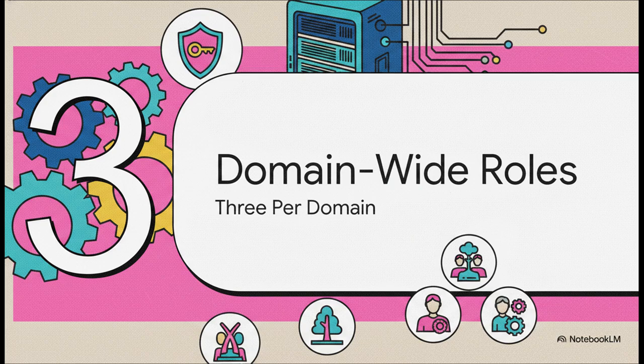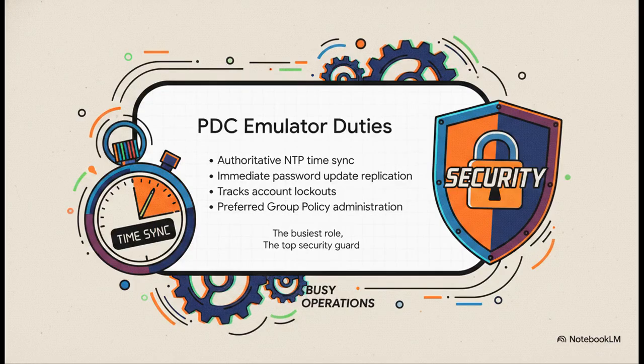Next up, Section 3, the 3 domain-wide roles. Now we're getting into the day-to-day managers of the individual domains. Remember, every domain gets one of each of these. First is the PDC emulator, which is arguably the busiest role of the whole bunch. It's like the global watch for your network, providing authoritative time sync. And that's absolutely crucial because if your computer clocks drift, Kerberos authentication totally breaks.